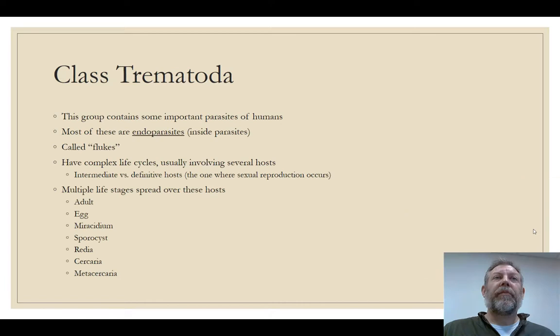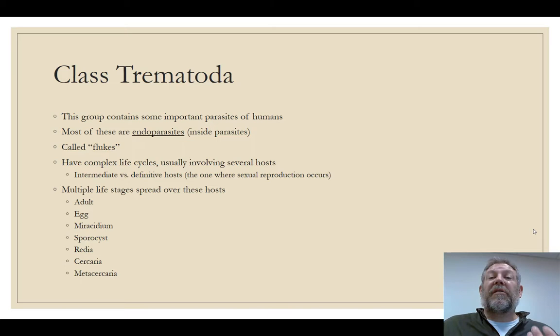The first class is the trematodes, class Trematoda. And there's lots of important human parasites in here. A lot of the parasites in this class are endoparasites. Remember, endo means inside. And so these are inside parasites. They're parasites inside your body. And later on, we'll talk about exoparasites or external parasites that are on the outside of the body.